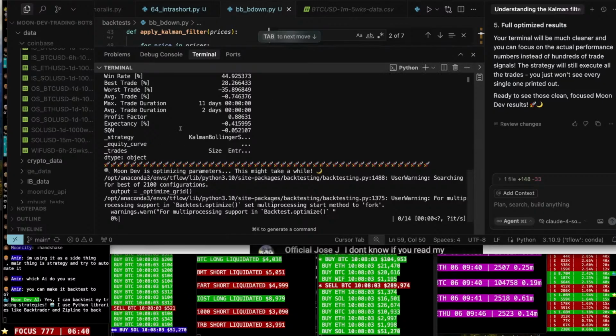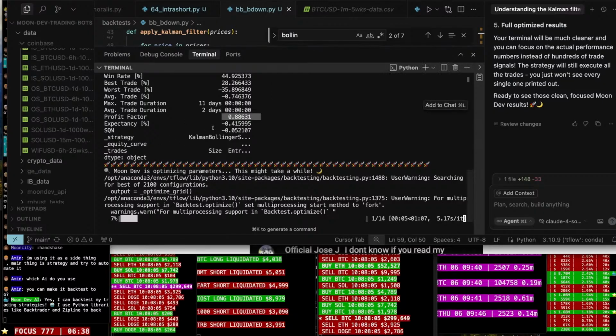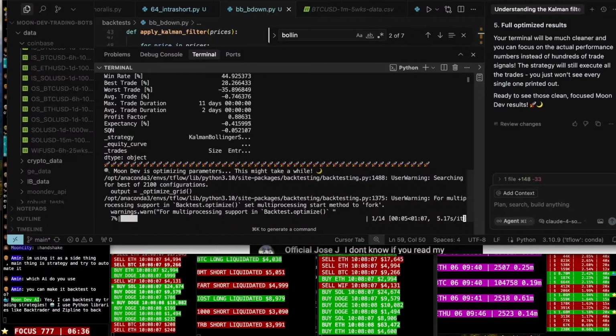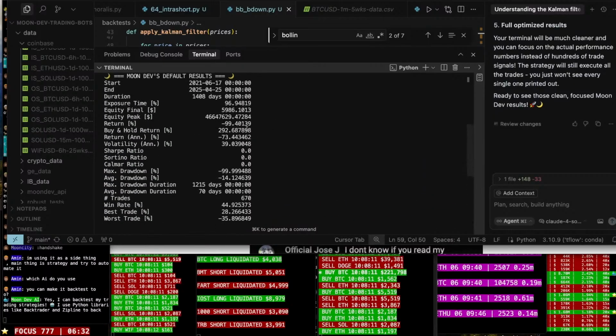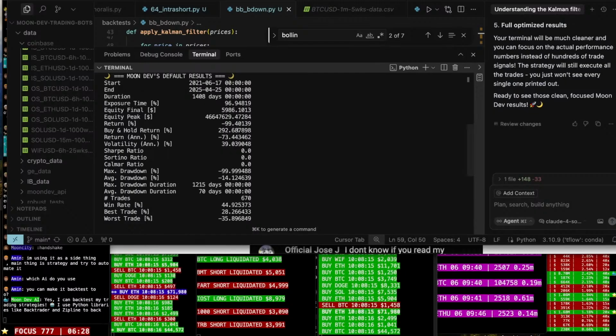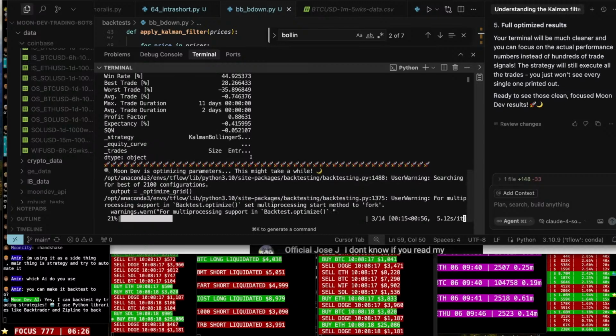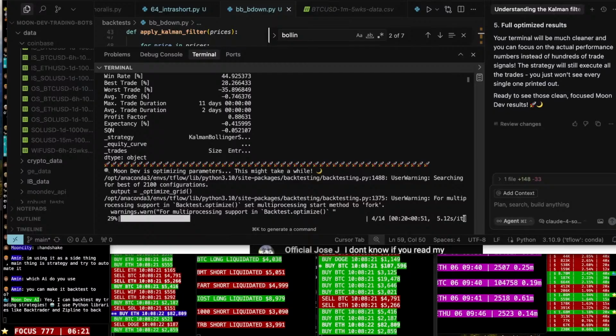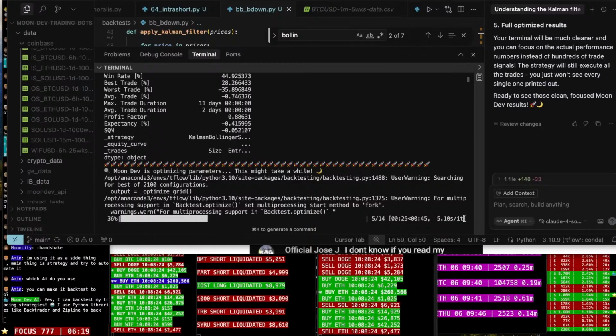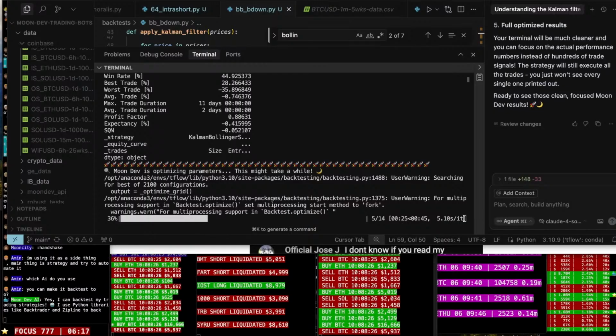So you can see this one's better here, 0.88 profit factor, expectancy still negative. So it's a losing strategy. I'm gonna keep it pushing. Let's see what it does on the optimization, just because it is a little quicker. It looks to be a little quicker.